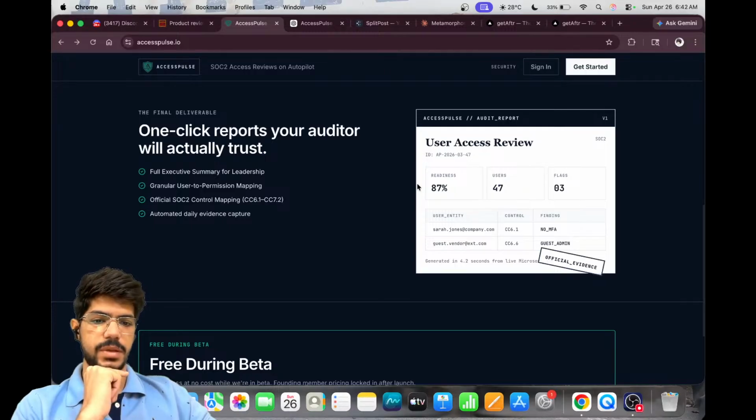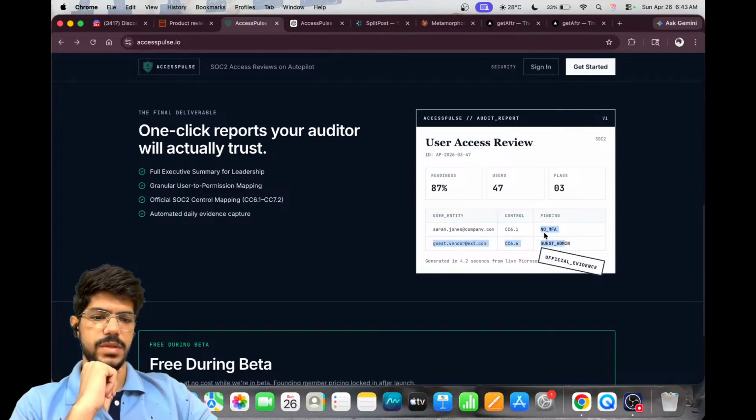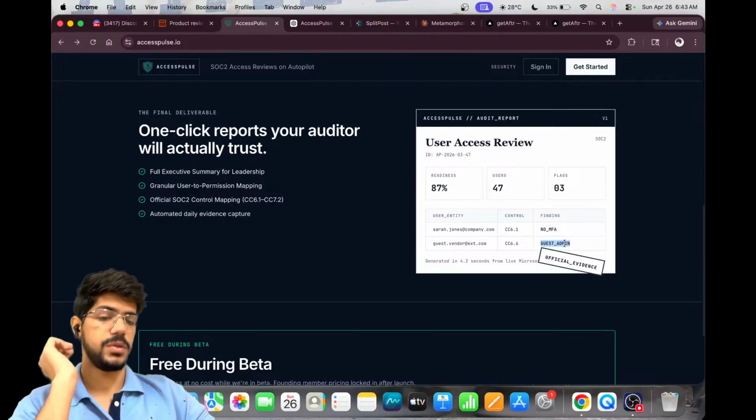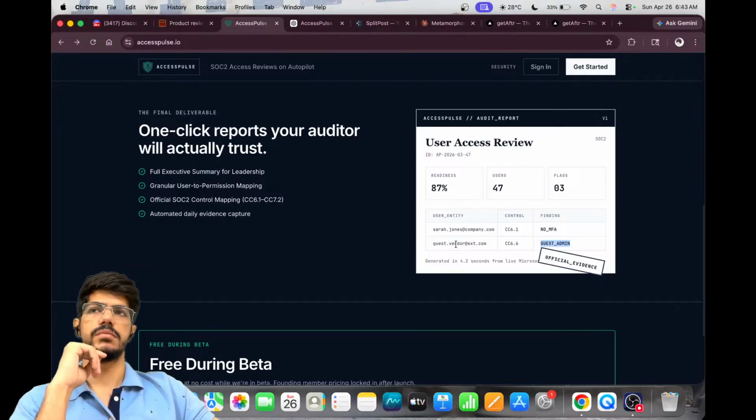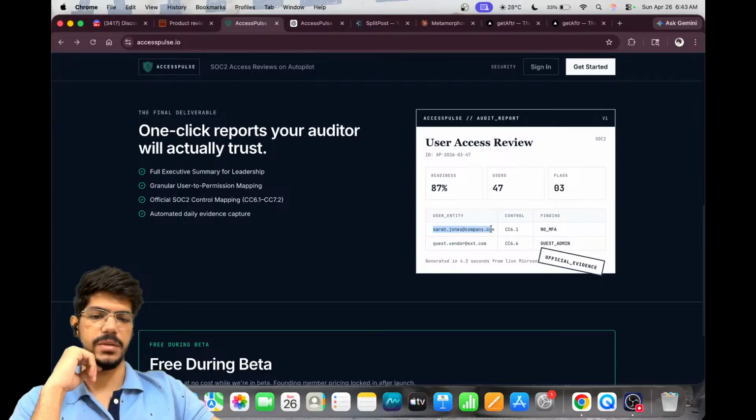Because even now, let's say the readiness is 87%, and you just have two things. There's no multi-factor authentication for one user, and another user has been made a guest admin, right? So, both of these could be very big issues, right? Why would you be having guest admins? Whatever this person does would likely not be getting tracked, right? You do not have the data of this person. They just have guest.vendor. They do not have an identity in your company, right?